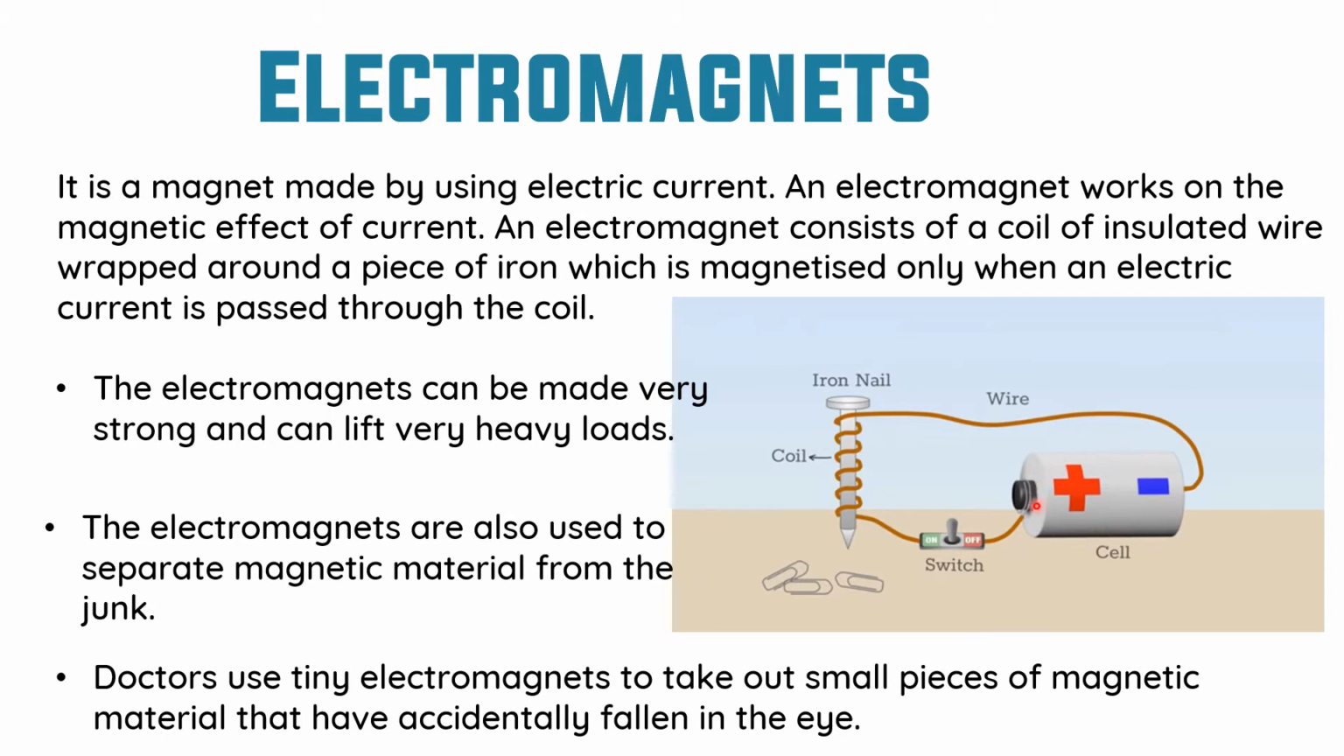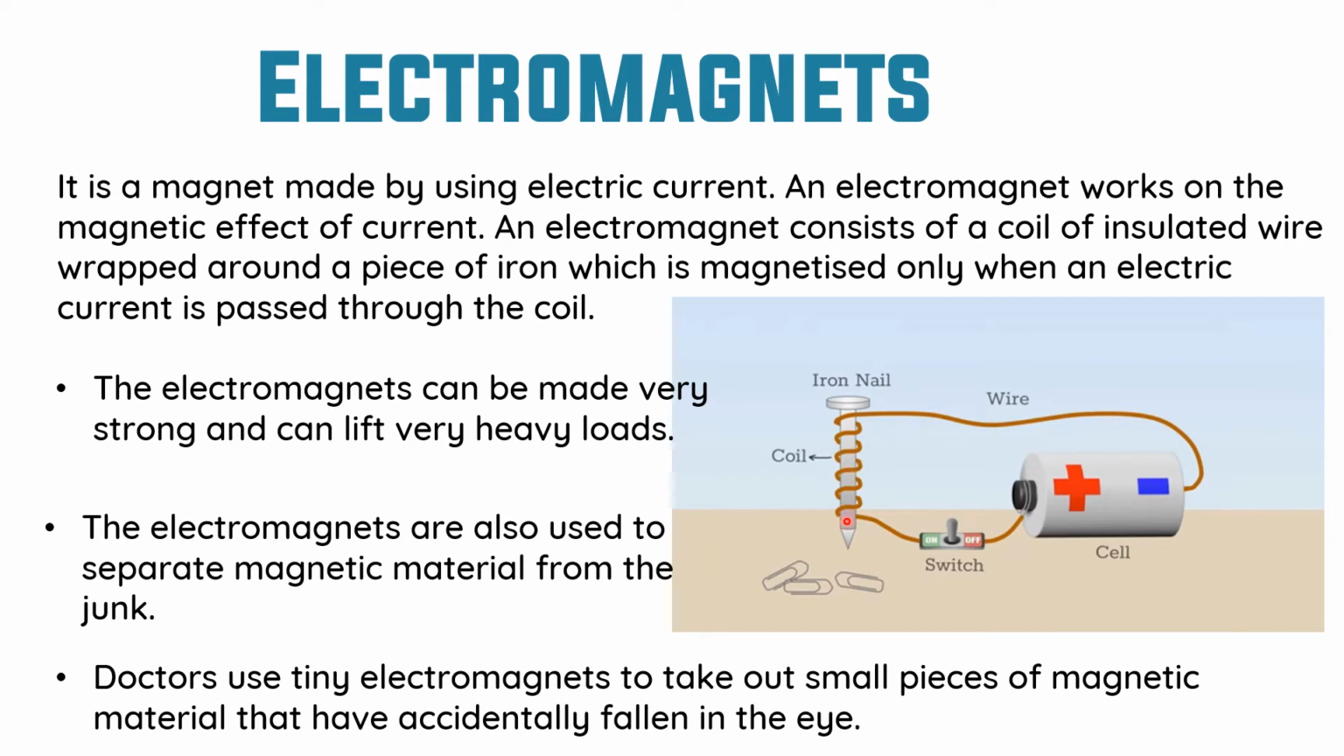Here only one, so we can tell it is cell, and we fix one switch also. Now when we switch on, electricity passed through the circuit. This is a simple circuit, so electricity passed through it, so this iron nail acts as a magnet. That is magnetic effect of electricity. When electricity passed through this wire, this iron acts as a magnet, and that is called electromagnet.